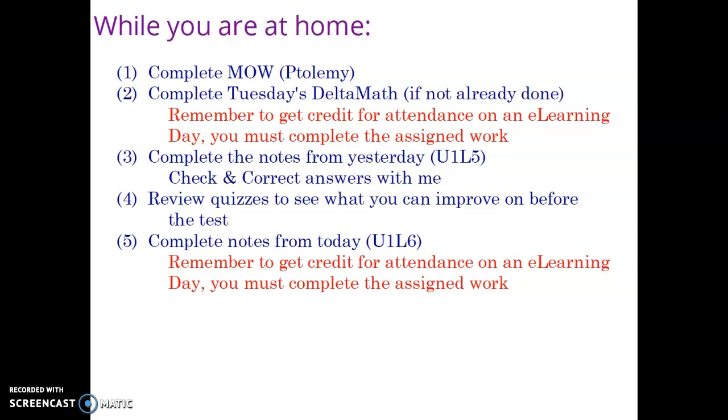And then number 5, complete the notes from today, both the front and the back, the or notes and the and notes. Okay, now remember, this is really important. To get credit for attendance on an e-learning day, you have to complete the assigned work. The expectation from the central office is while you are at home, you will do this work that you have been assigned. So if you have not yet completed Tuesday's Delta Math, or you have not yet completed your notes from today, which obviously you haven't because we just now finished them, both of those things need to be done so that you can get credit for being present at school on Tuesday and also present at school on Friday.